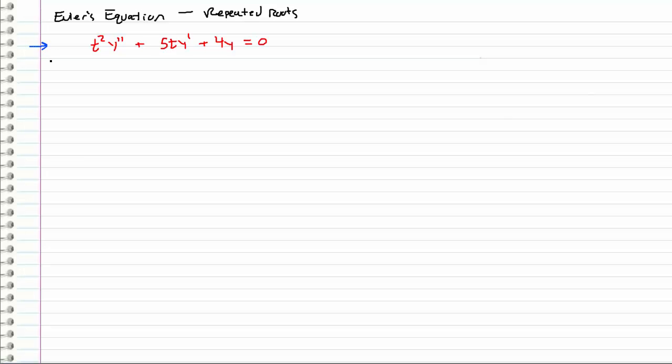The first thing that we want to do again is to check and make sure that it is in fact an Euler's equation. The way that we do that is we recognize that we have a t squared in front of the y double prime, a t in front of the y prime, and a constant in front of the y. So yes, it is an Euler's equation, which means that we can assume the form y is equal to t to the r, where we are solving for our roots r. So let's go straight into the characteristic equation.